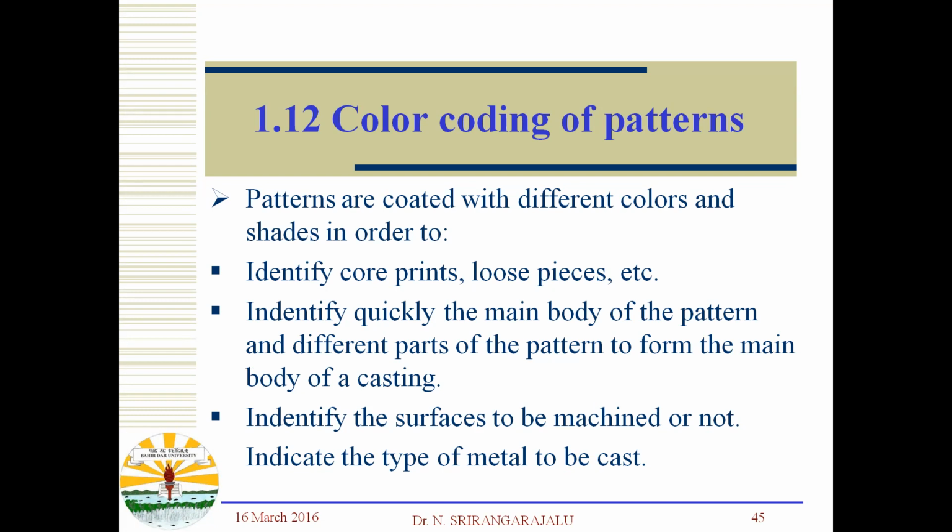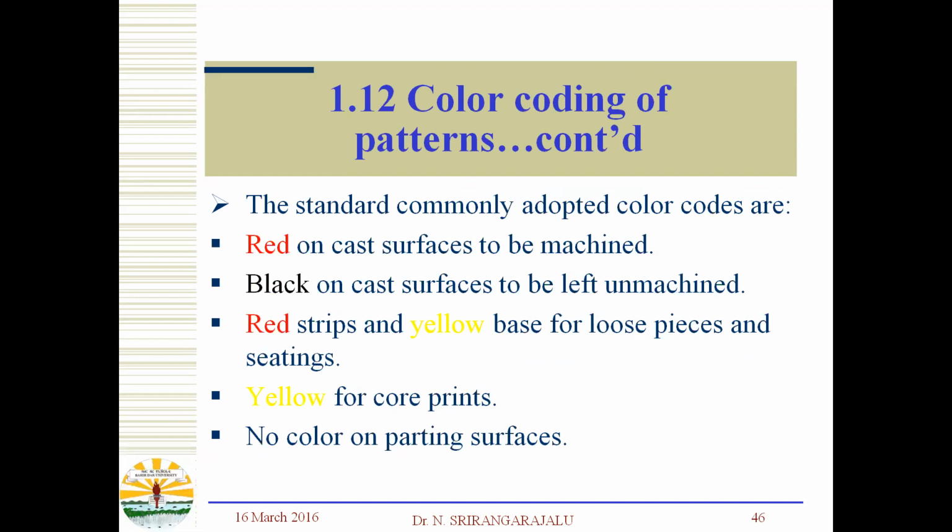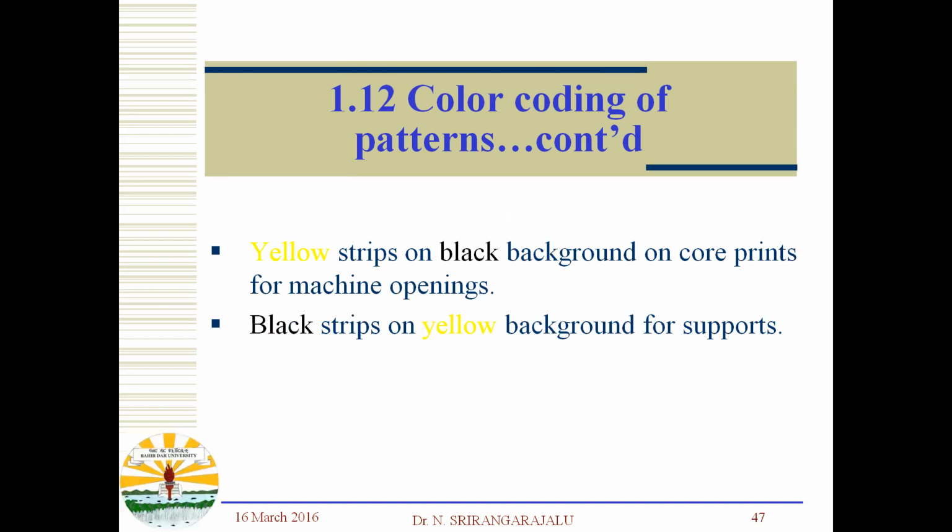Identify the surfaces to be machined or not. Indicate the type of metal to be cast. So the standard commonly adopted color codes are: red on cast surfaces to be machined, black on cast surfaces to be left unmachined, red stripes on a yellow base for loose pieces and seatings, yellow for core prints, no color on the parting surface, yellow stripes on a black background on core prints for machine operating, and black stripes on a yellow background for supports.